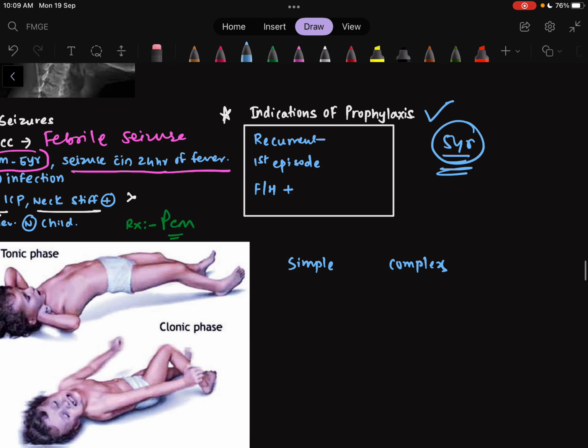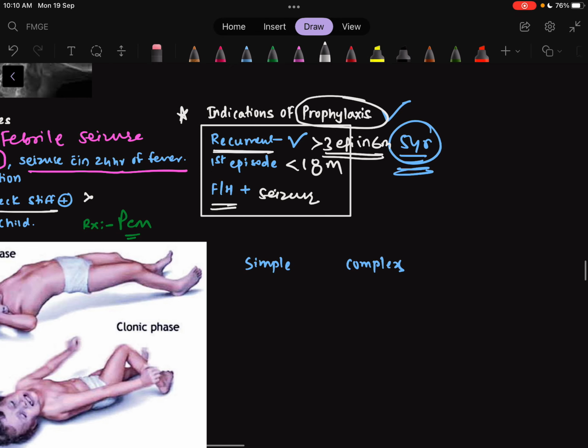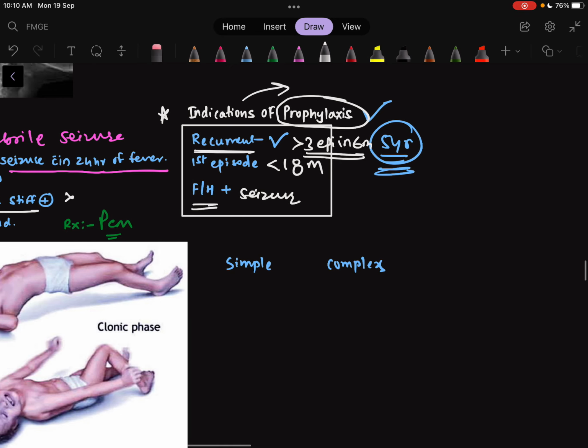Then prophylaxis can be given in febrile seizure children till the age of 5 years, if they are recurrent and the first episode is below 18 months, and family history of seizure is present, and if it is recurrent, that is more than or equal to 3 episodes in the last 6 months, then we can give prophylaxis. This is also known as intermittent prophylaxis. It is given in the first 3 days of fever.